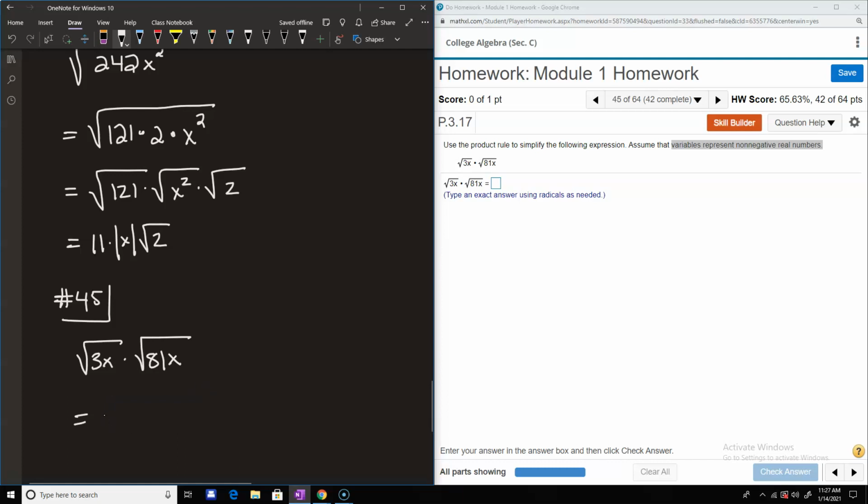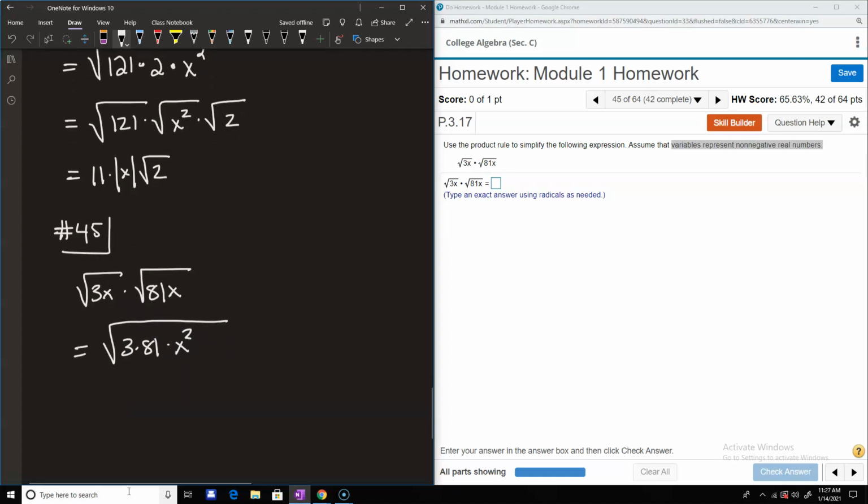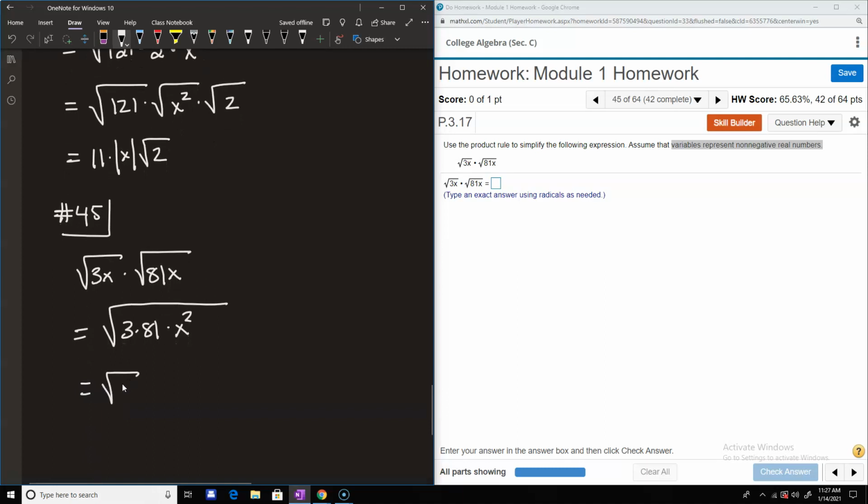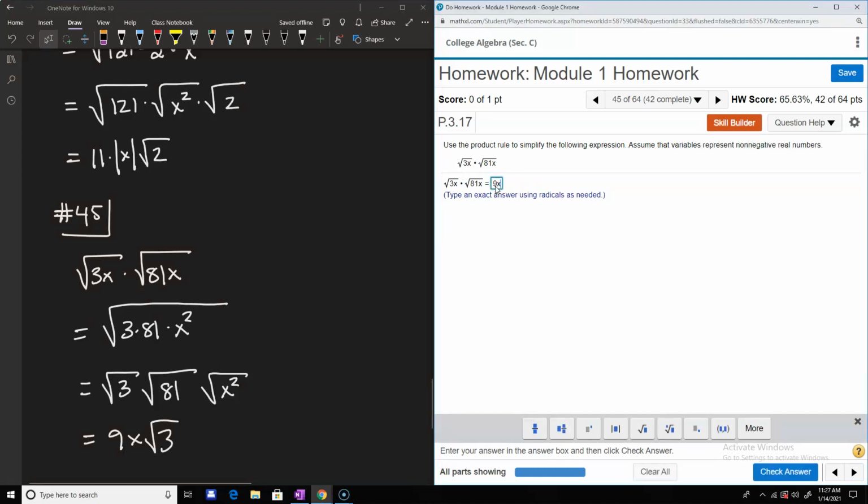So I'm going to rewrite this as 3 times 81, and then your x times x makes x squared. And the whole reason for that is I know that the square root of 3 is already simplified. It's a prime, so it can't be simplified any further. But the square root of 81 is going to be 9, and the square root of x squared is just going to be x. So I end up with a 9, an x, and then a square root of 3. Again, we don't need the absolute value this time. You just needed it on that one problem, 44. A little bit difficult to notice.